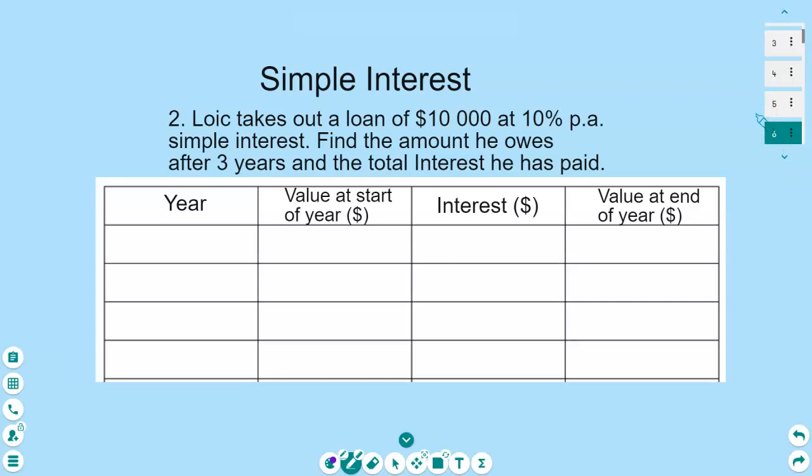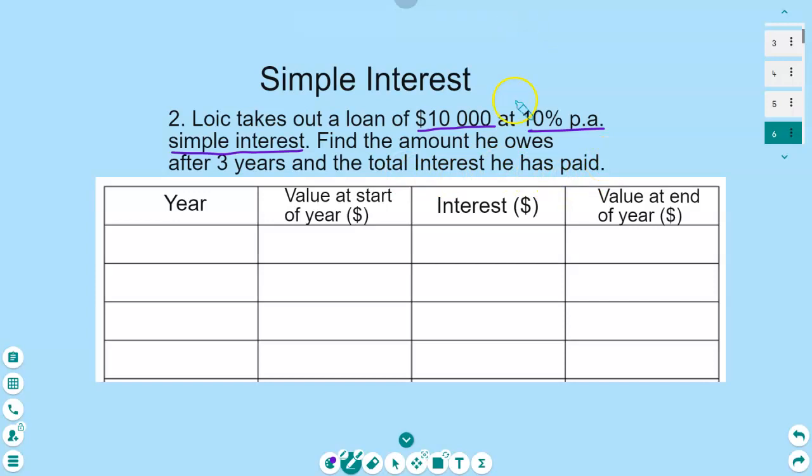So let's check out this. So simple interest. Loic takes out a loan of $10,000 at 10% per year simple interest. Okay, find the amount he owes after 3 years and the total interest he has paid.